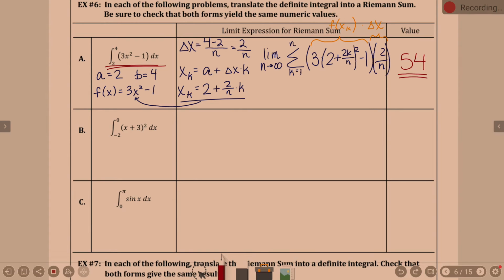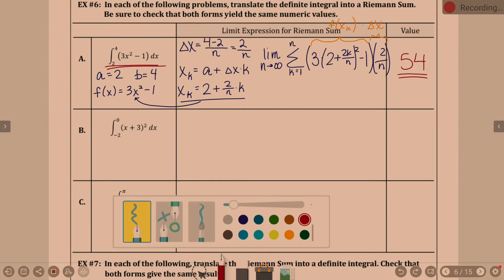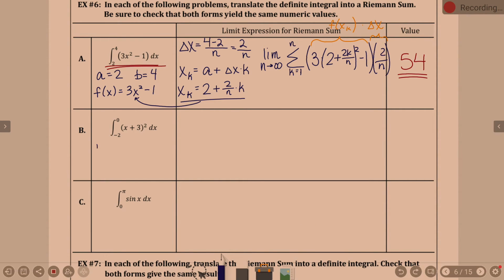Okay, you guys ready to try B? Yes. Okay, Ethan's in a difficult mood. Got it. Okay, what's A? What's B? Do I need to write down f of x? F of x, x plus 3 squared. Do I need to write any of this information down, or can you just fill it in on your own?